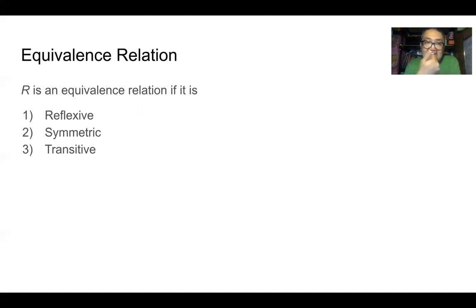it's reflexive. So, ibig sabihin, X is related to X, or Y is related to Y. So, an element is related to itself. Pangalawa, it's symmetric. If X is related to Y, then Y is also related to X. Pangatlo, it's transitive. If X is related to Y, and Y is related to Z, therefore, X is related to Z. So, yun yung tatlong properties na kailangan para magkaroon tayo ng equivalence relation.